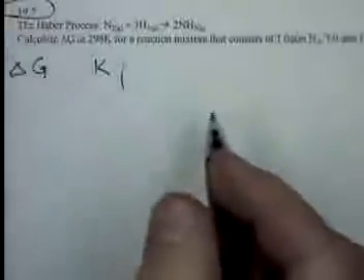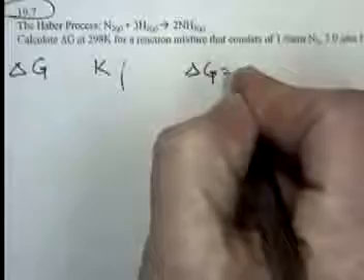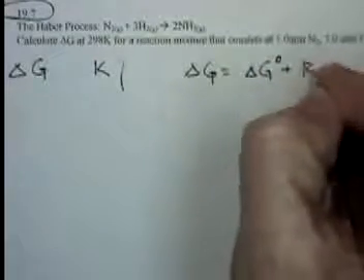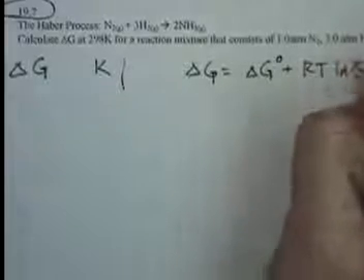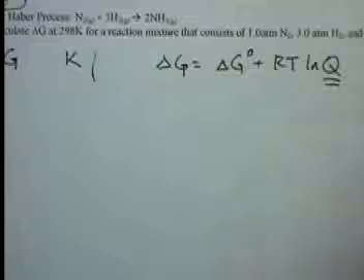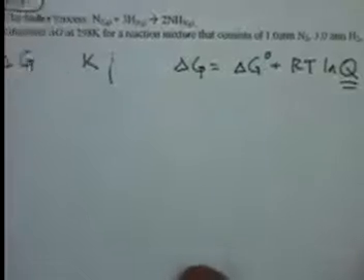The equation that we'll be looking at specifically to start with is delta G equals standard condition delta G plus RT natural log of Q. And remember, Q is called the reaction quotient, which is the ratio of products divided by reactants, each to the power of its coefficient, at non-standard conditions.